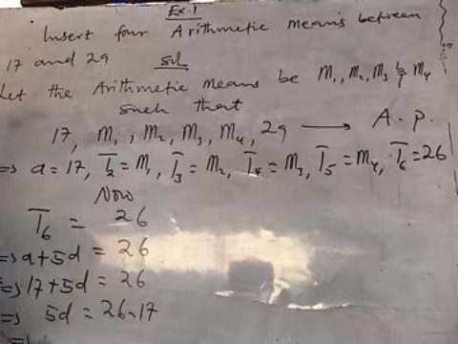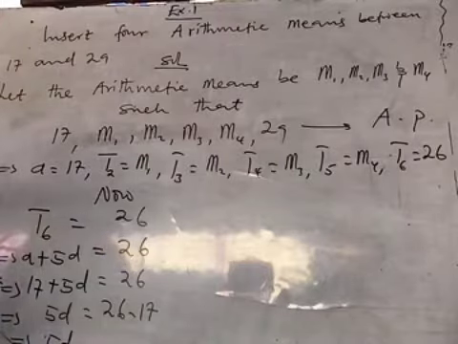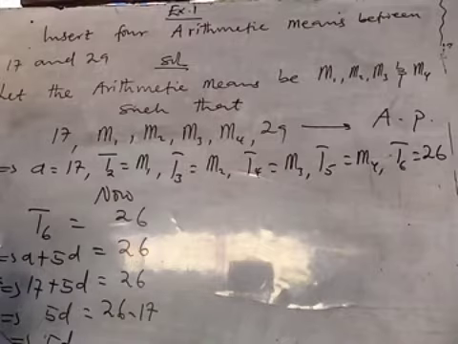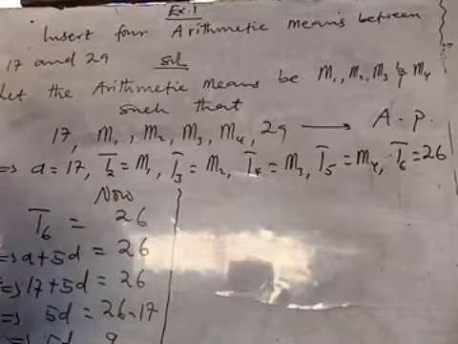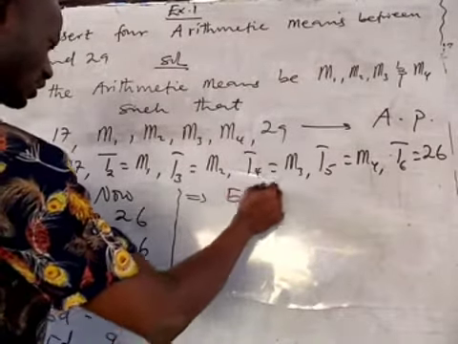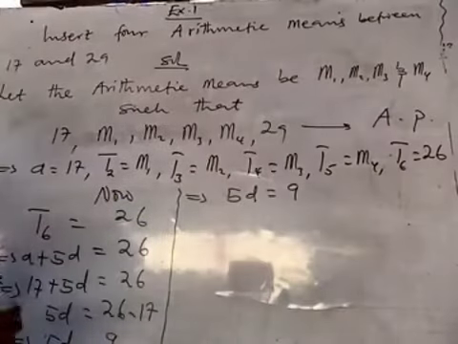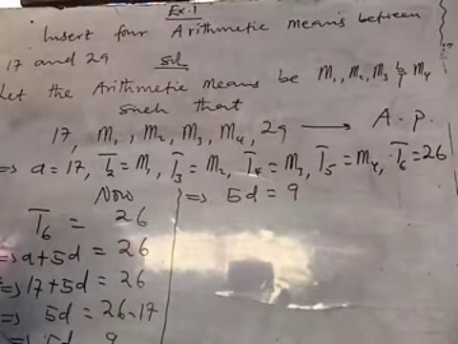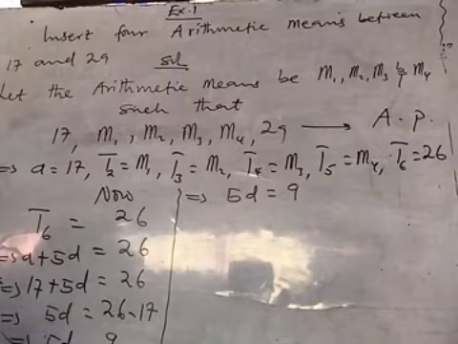So this simply means that the value of 5D is equal to what? When we calculate, let me verify this. 26 minus 17 gives us 9. So if I now write over here, 5D is equal to 9. Okay, 26 minus 17 gives us 9.